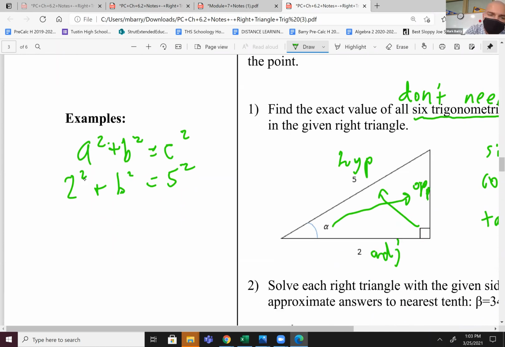So I'm going to subtract the 4 over, since 2 squared is 4. All right, and I got over here, b squared equals 25 minus 4. 25 minus 4 is 21. Do a little PEMDAS there, exponents and then subtraction. All right, and then I'll square root both sides.